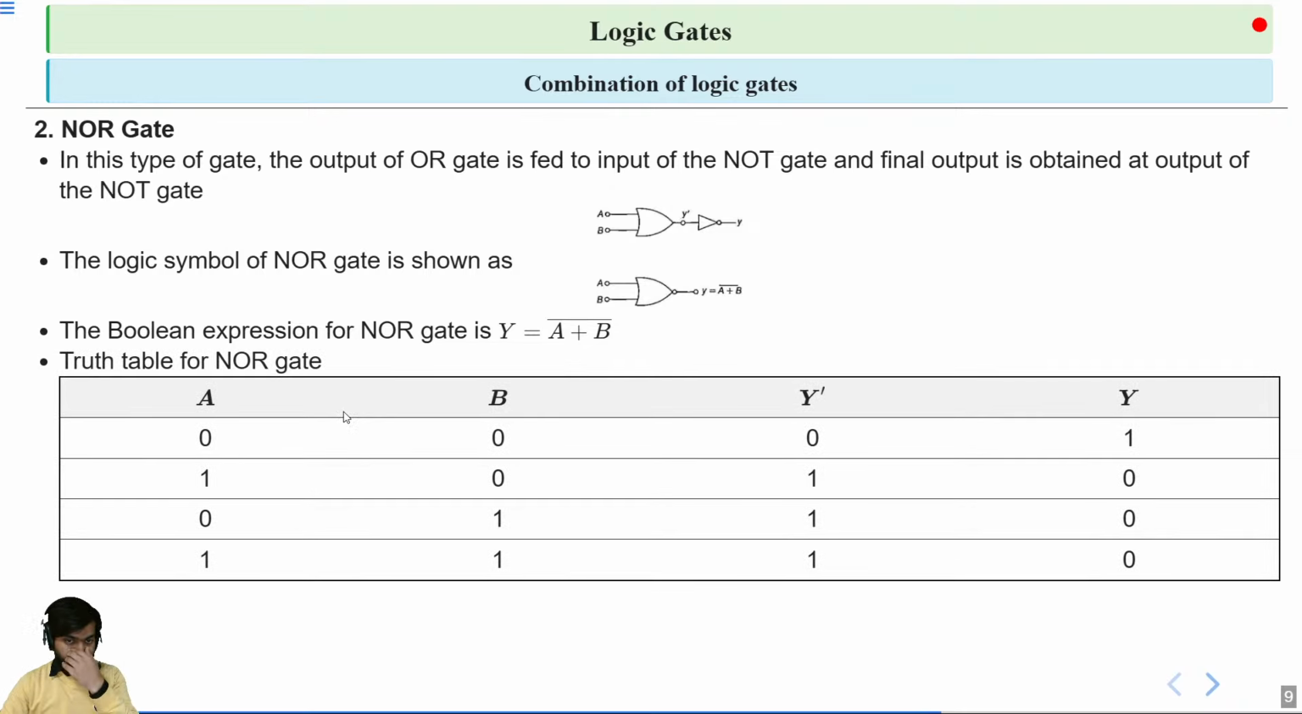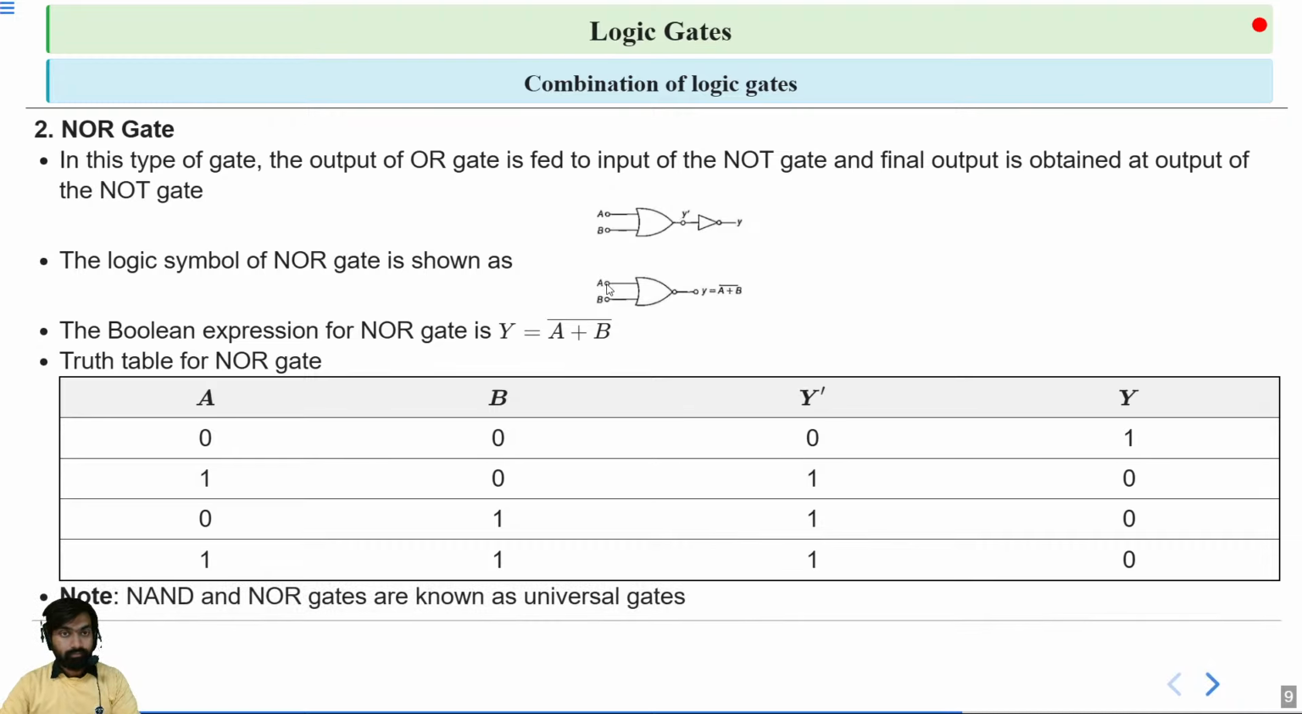And this is the truth table. For two inputs, the combinations are 0 0, 1 0, 0 1, and 1 1. This is the output of the OR gate, and this is the output of the NOR gate. For 0 0 the OR output is 0, for 1 0 it is 1, for 0 1 it is 1, and for 1 1 it is 1, and their complements are 1, 0, 0, 0. Note that NAND and NOR gates are also called universal logic gates.